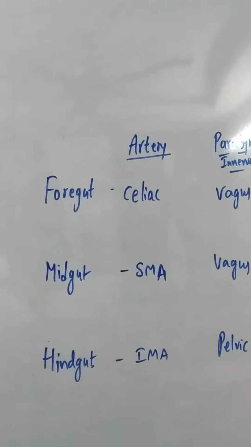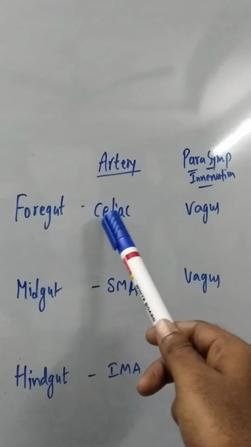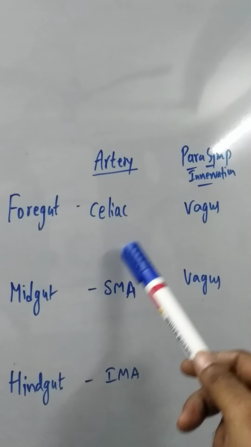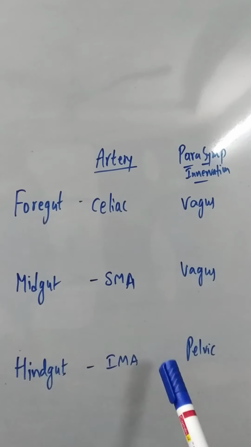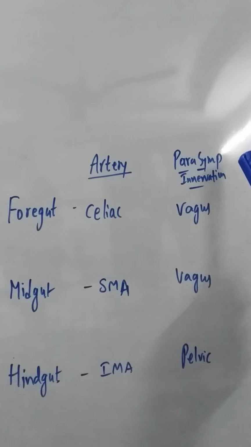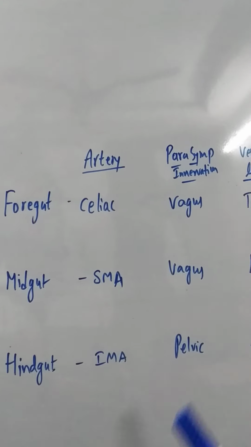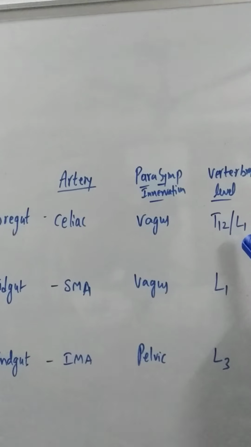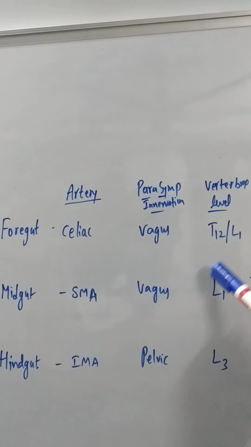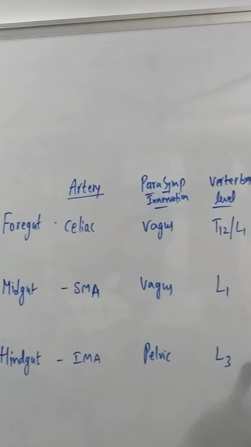So this is the last portion of the abdominal aorta and its branches. You can divide the gut into foregut, where the main artery is the celiac; midgut, the superior mesenteric artery; and hindgut, the inferior mesenteric artery. Parasympathetic innervation is the vagus for the foregut, the vagus for the midgut, and the pelvic nerves for the hindgut. For vertebral level, the foregut is T12 or L1, the midgut is L1, and the hindgut is L3.